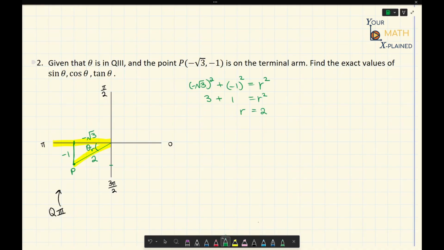And now we're ready to go ahead and find the values of our three ratios. So we have sine theta, which is going to be equal to opposite over hypotenuse. So that's going to be negative 1 over 2. Our cos theta is going to be adjacent over hypotenuse, which is going to be negative root 3 over 2. And then tan theta is going to be opposite over adjacent, which is going to be negative 1 over negative root 3. And that gets simplified to just positive 1 over root 3.